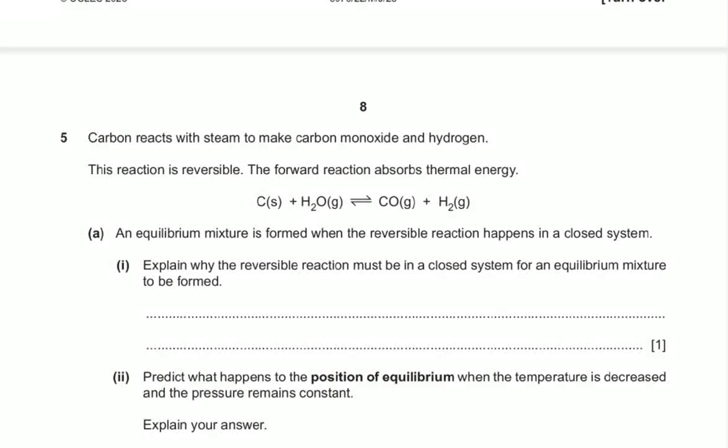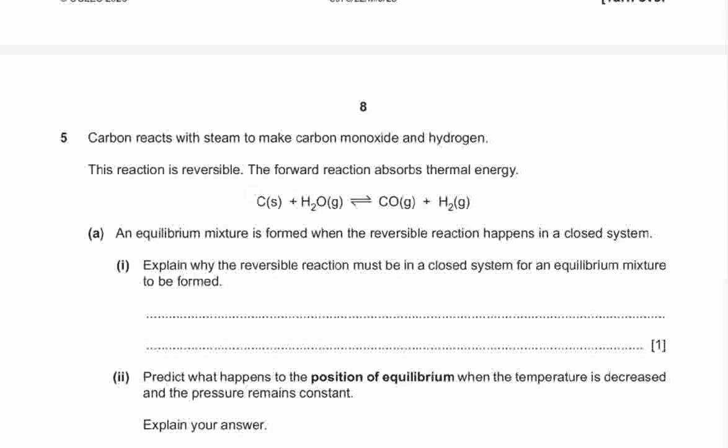Here we have the equation in this question, in which carbon reacts with steam giving you carbon monoxide and hydrogen, which both are in gaseous form. So this is a reversible reaction, and here we can show the equilibrium is maintained between the product and reactant. The first question here is: explain why the reversible reaction must be in a closed system for an equilibrium mixture to be formed.